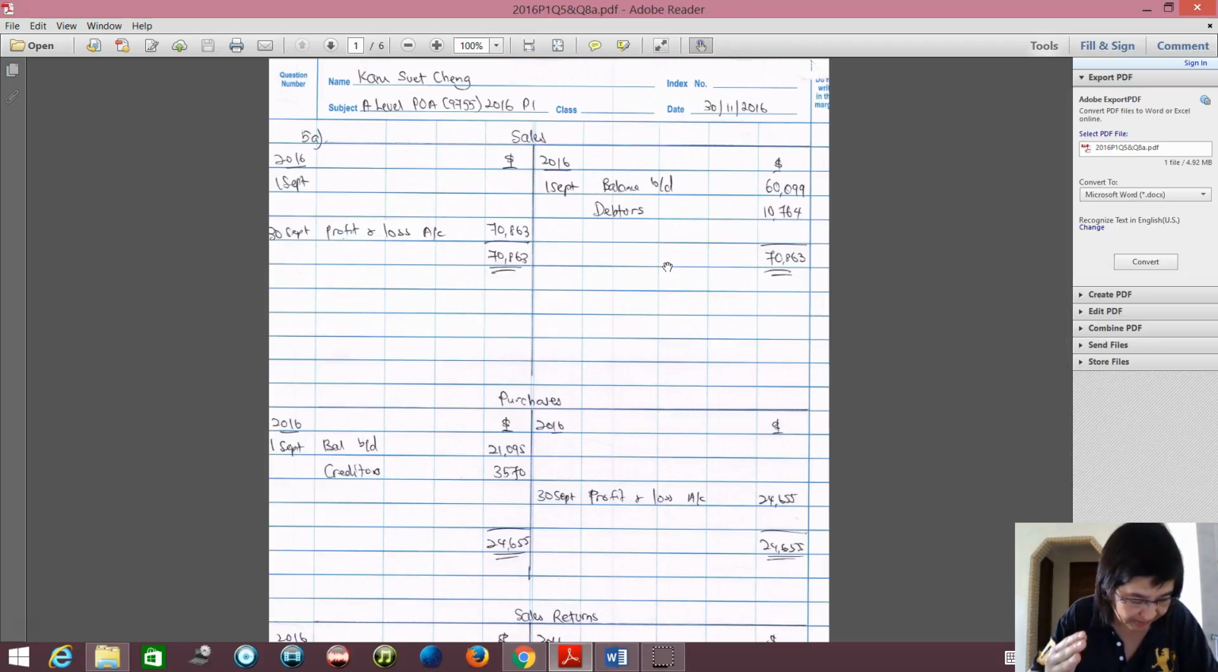So the question says, enter the opening balance in the appropriate ledger account and update with the day book transaction for September. A lot of students get stunned with this question during the exam. So I will just follow the instruction of the question. So it says, enter the opening balance into the appropriate ledger account. So the appropriate ledger accounts are sales, purchases, sales return, purchases return, commission received.